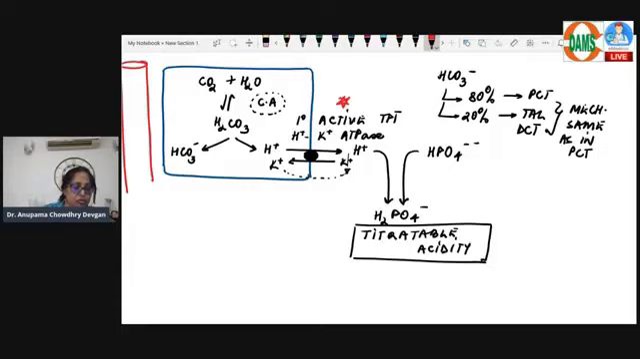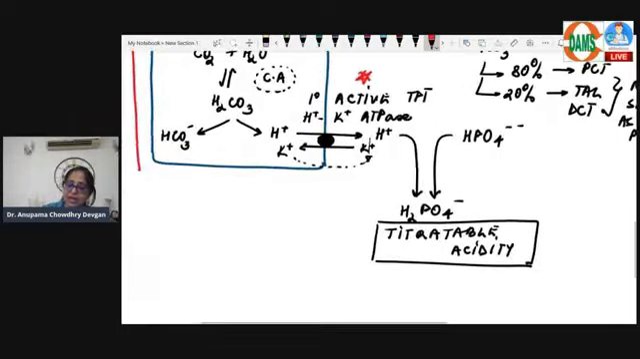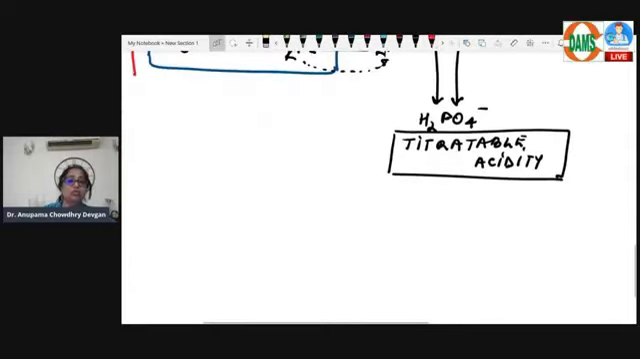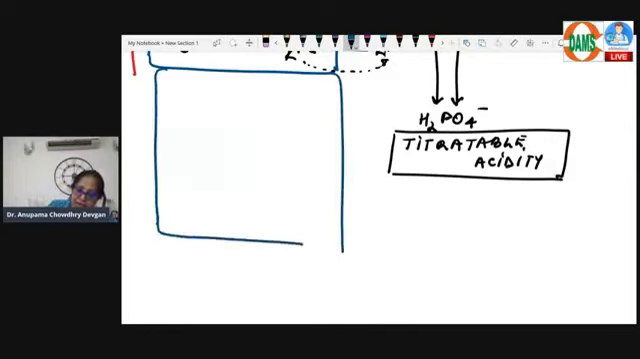Now, I've also told you about ammonia. We discussed ammonia and we said ammonia is also a urinary buffer. So let's see what happens as far as ammonia is concerned. Now, this is the same collecting duct cell.